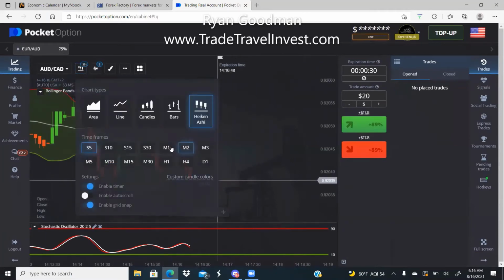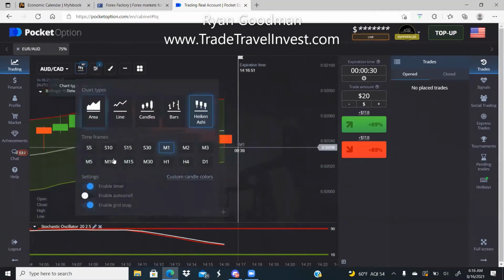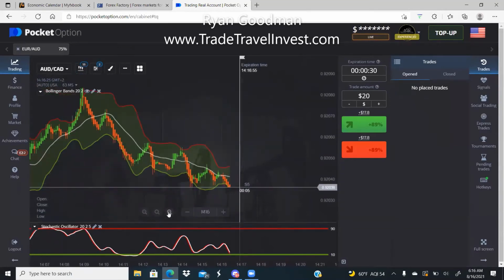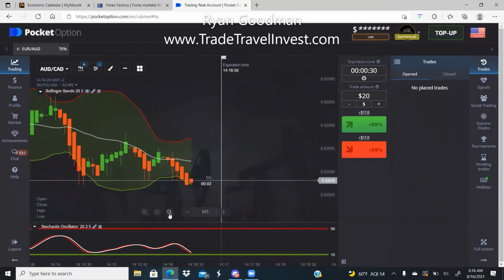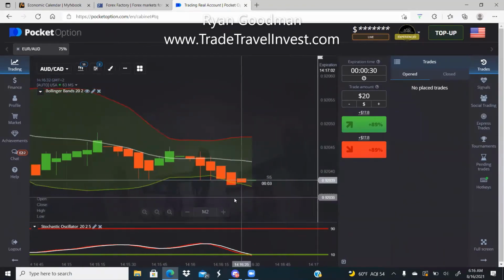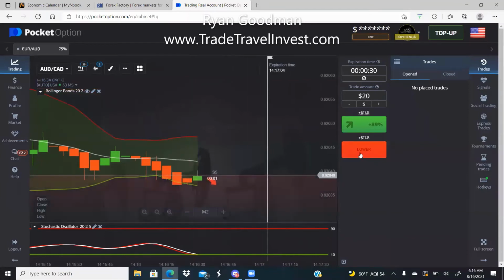Get a couple more wins in and we'll get out of here. 1-minute chart is still dropping. 5-minute chart, same thing. Still looking like a good drop coming up. So we're going to keep on taking puts on this one. So get ready. It's starting to pull up. Possible entry coming up.